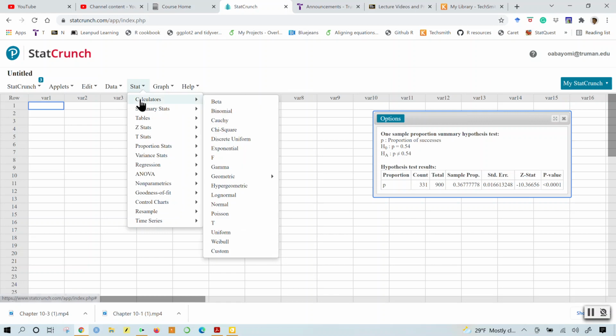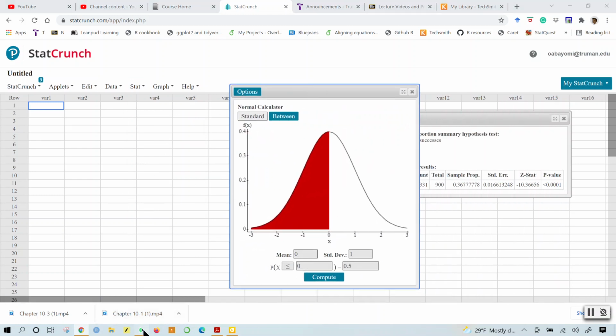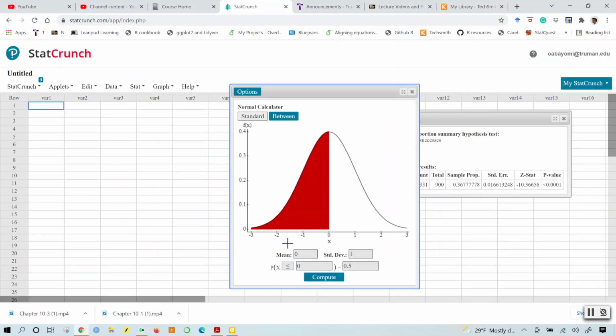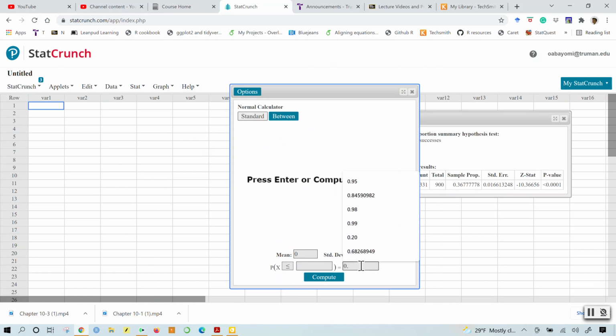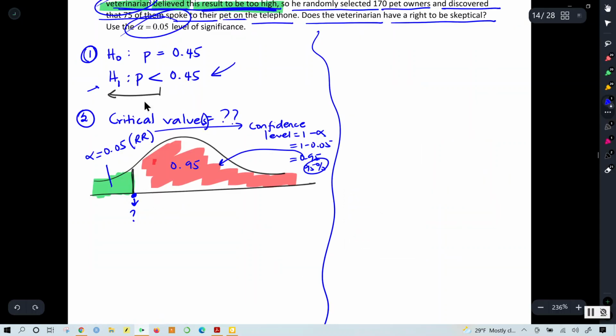So to find the critical value, I'll go to my normal distribution calculator. So go to Stats, Calculators, go to the normal calculator, and this time I don't want between, because this region is only to the left. So I just want, in this case, the standard case, and I want to the left. And the size to the left, I want it to be 0.05. And compute. So take note. Why do I have one to the left? Because that is based on the fact that this is a left tailed test, and the size to the left is 0.05, my alpha.